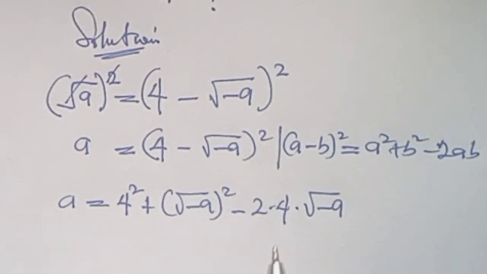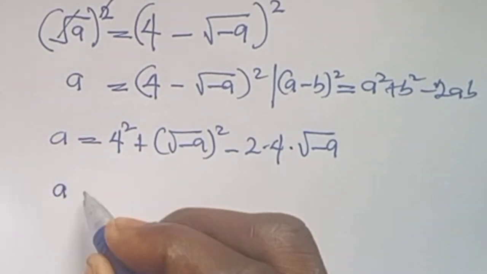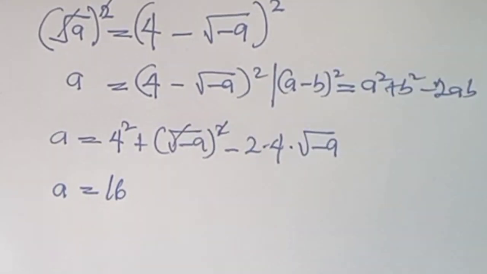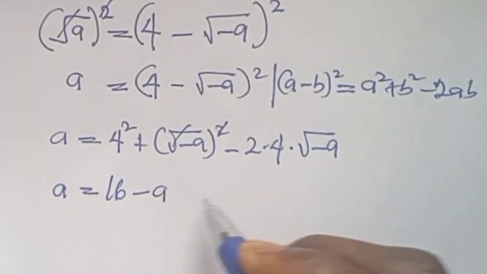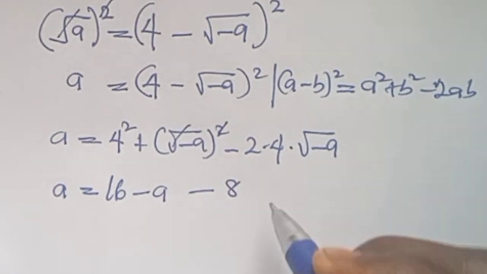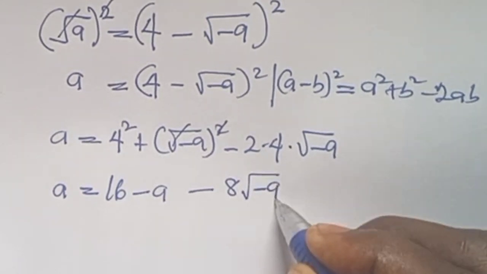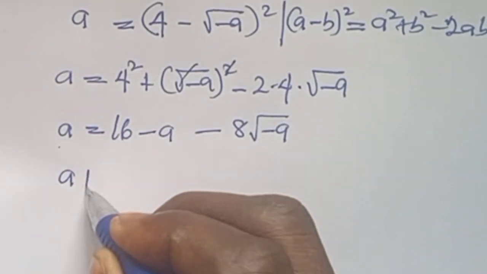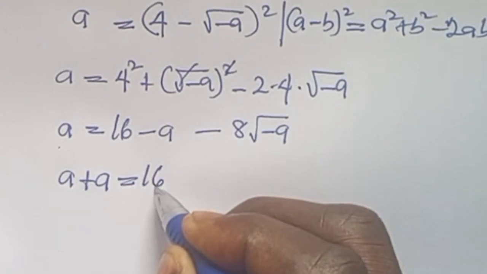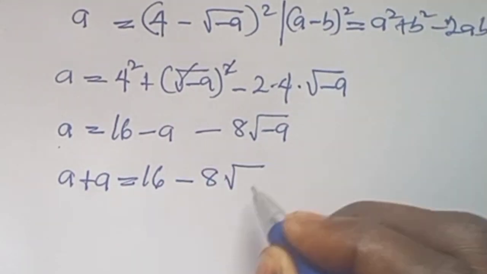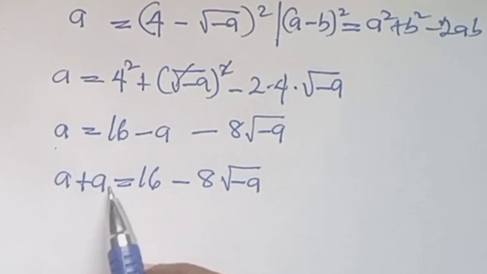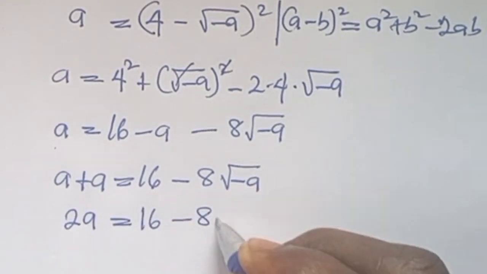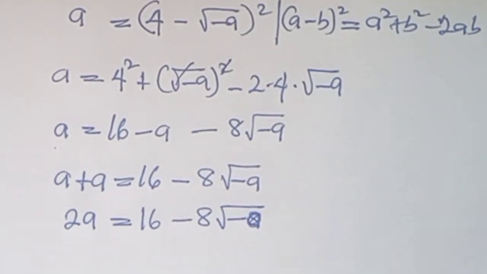Alright, let's continue. The next line becomes a equals to 4 to the power of 2, that is 16. And here, the square and the square root will cancel out. What is left is minus a minus 2 times 4, that is 8, times the square root of minus a. If we take minus a to the left hand side, it becomes a plus a equals to 16 minus 8 square root of minus a. So a plus a, that is 2a, is equals to 16 minus 8 times square root of minus a.